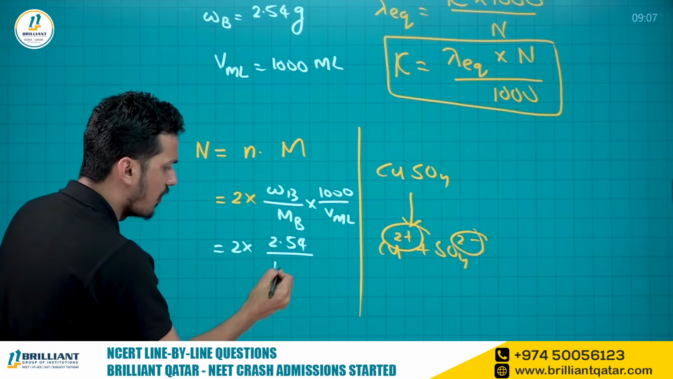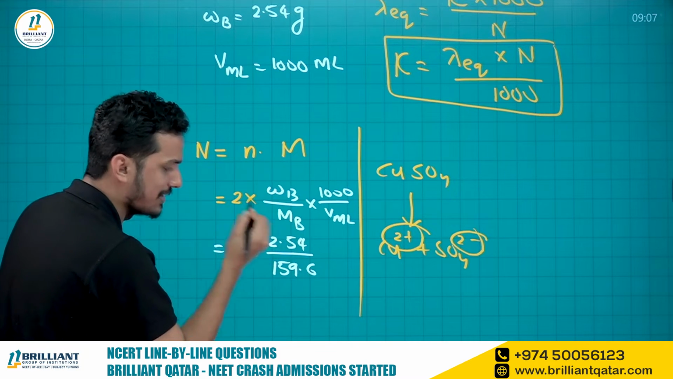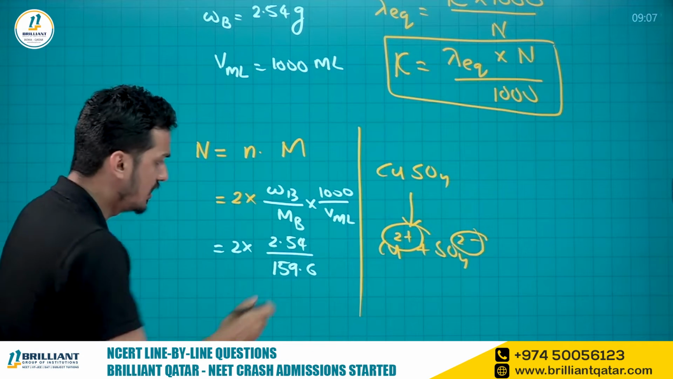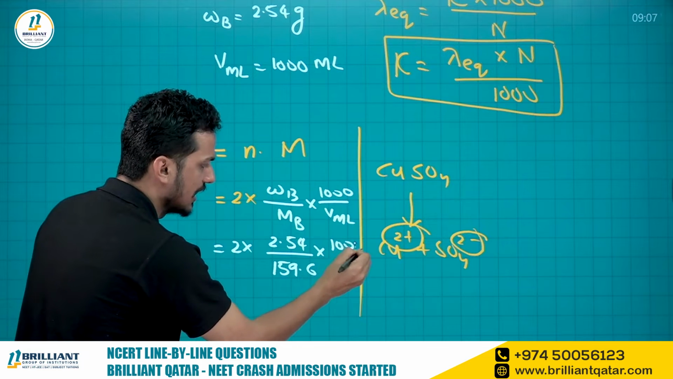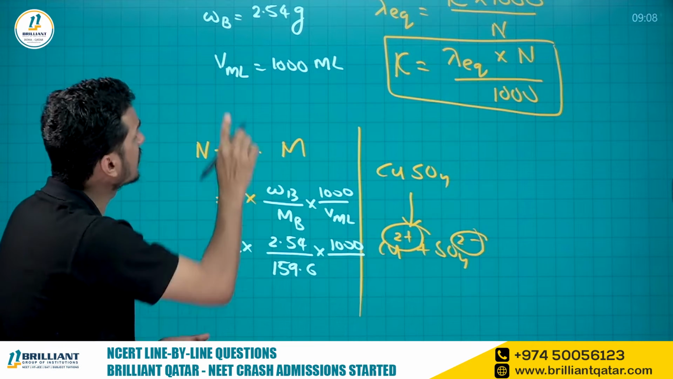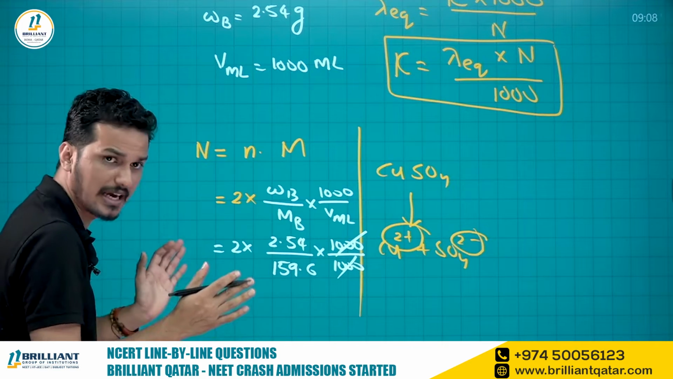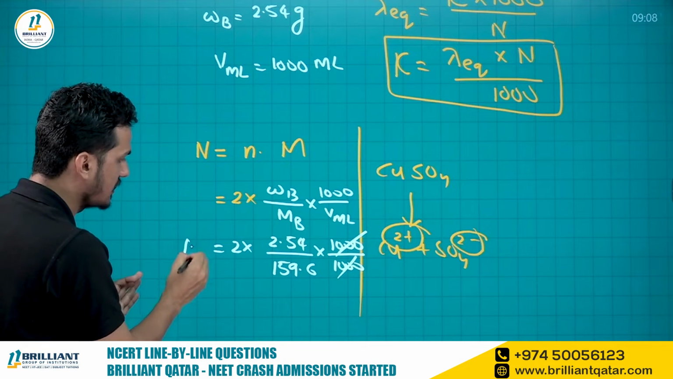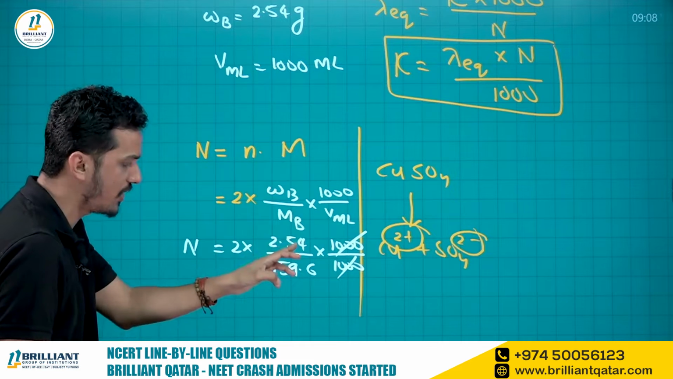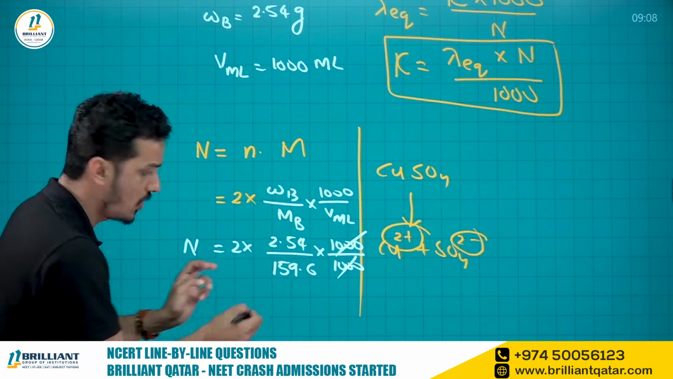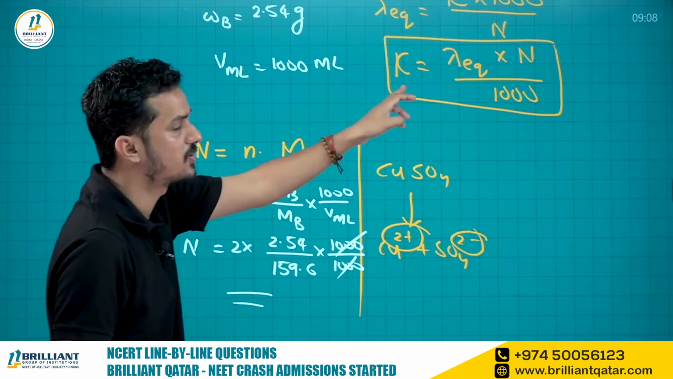Molar mass, how much? 159.6 approximately, into 1000 divided by volume in milliliter. That also, how much have they given? 1000. So we can cancel 1000. Then here, normality we will get 2 into 2.54 divided by 159.6. That value we can substitute here.